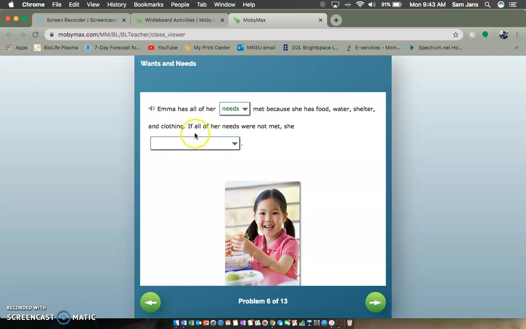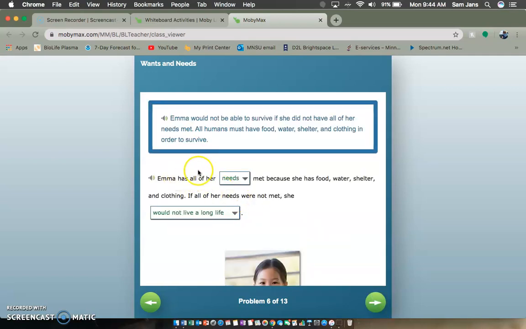And then we finished off. If all her needs were not met, so we're looking here, keyword is not. So if all her needs were not met, would she be healthy and safe? Or would she not live a long life? Well, if all her needs were not met, she probably wouldn't be very healthy and safe because she's not getting the food and the water she needs. So that would probably leave us with this one. She would probably not live that long of life. When we go up here, Emma has all her needs met because she has food, water, shelter, and clothing. If all her needs were not met, she would not live a long life.